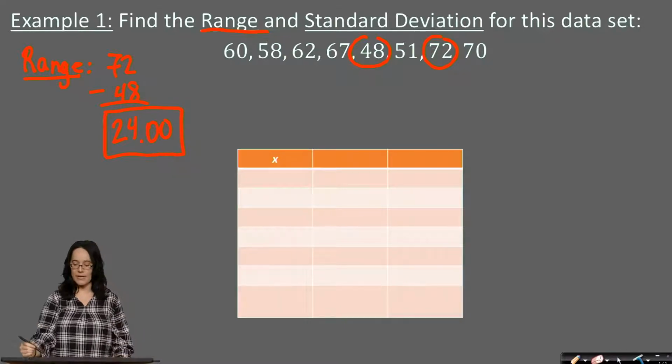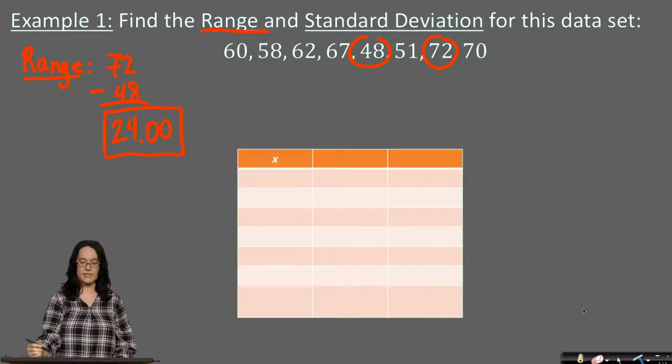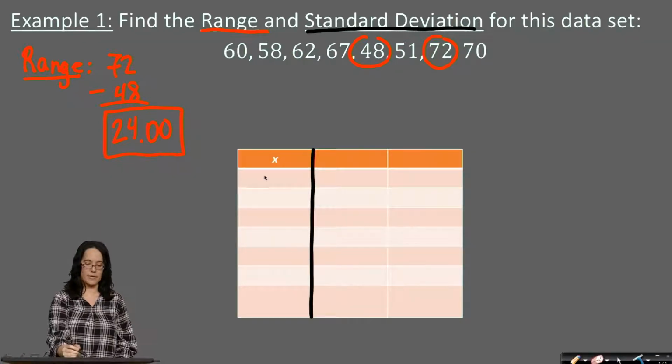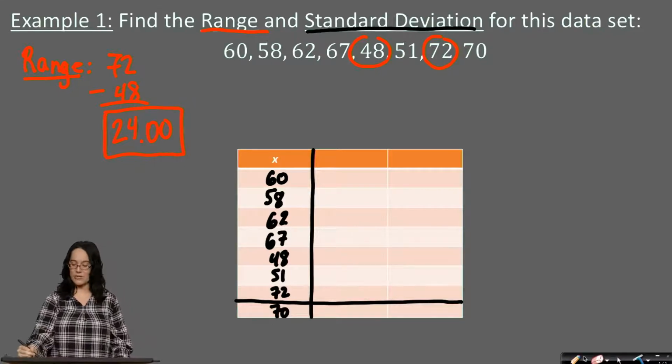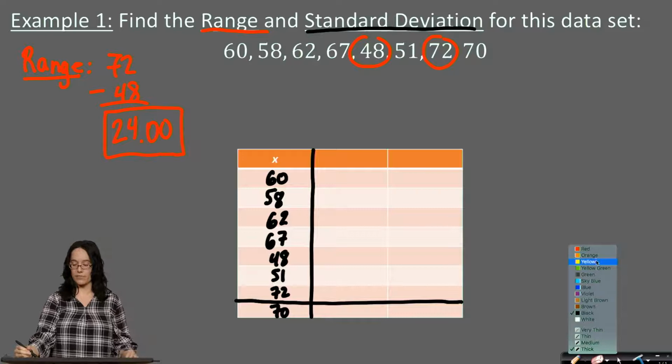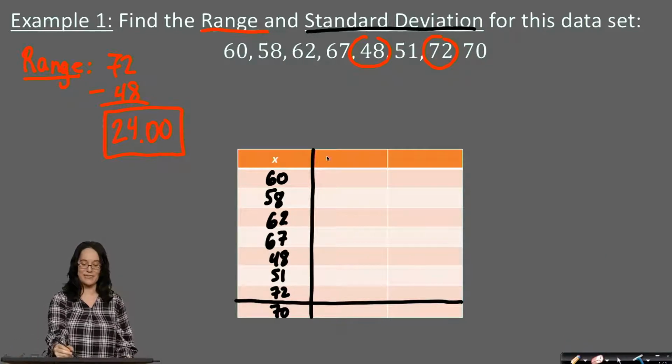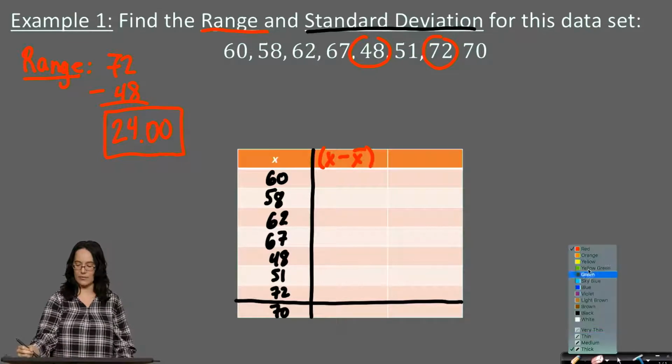Now for finding the standard deviation, on the other hand, remember that first step was to list your data values, okay? So for example, your first one is a 60, your first X, then 58, 62, 67, 48, 51, 72, and 70. I'll make this a row, sorry. Okay, once we've done that, what was the first official part of the formula? That's right, we needed to find those differences. So the difference between X and X bar, but to do that, we needed which value?